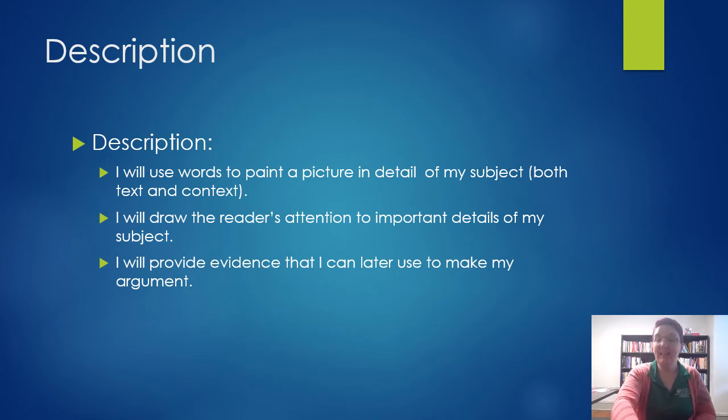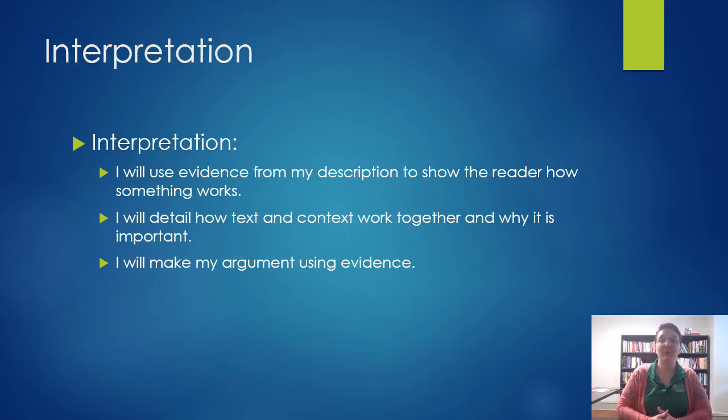The next thing that we do is interpretation. Don't think of these as individual sections of the paper. They are not individual sections of the paper. They are tasks that you as a writer undertake. And one of those tasks is interpretation. And you can think of this as another three I will sentences. I will use evidence from my description, so it has to be described first, but I will then use that evidence to show the reader how something works, right?